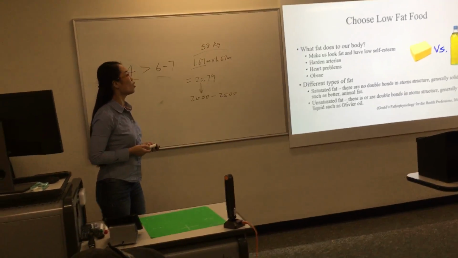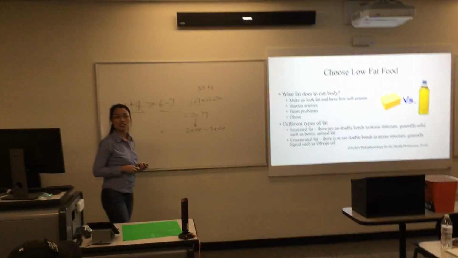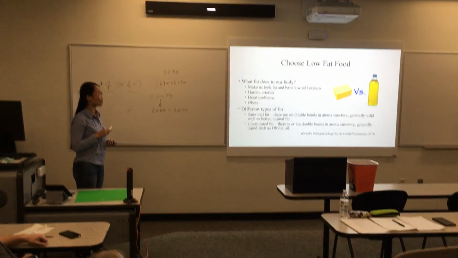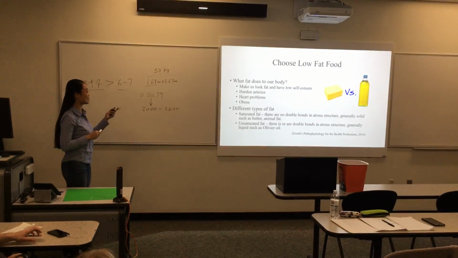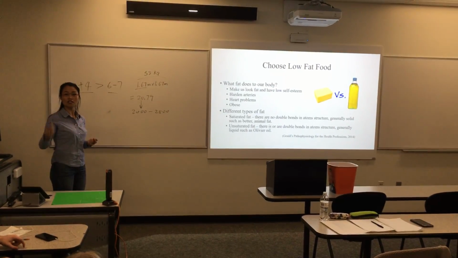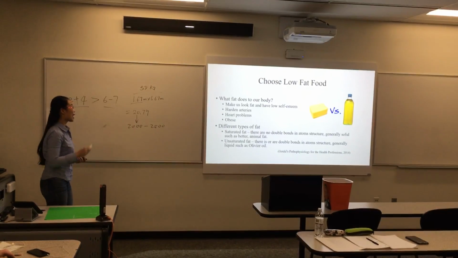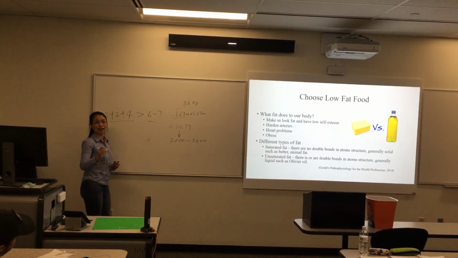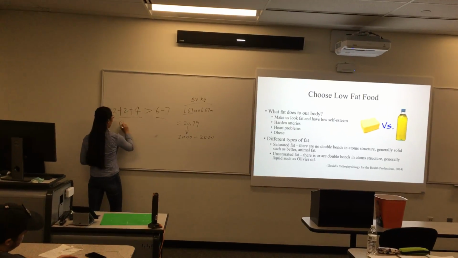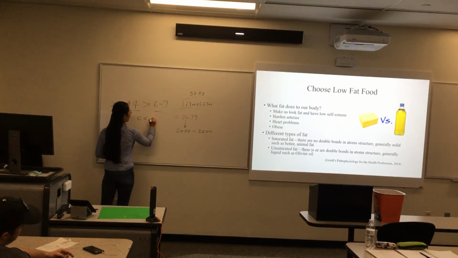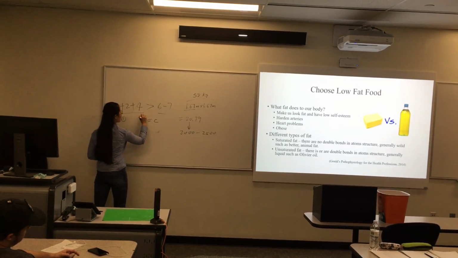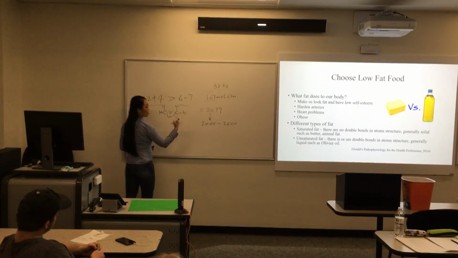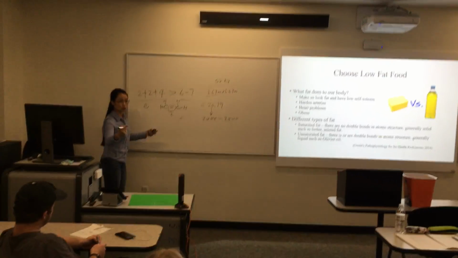And low fat. Another recommendation is low fat food. What fat does to our body is harden our arteries and cause cardiovascular problems. And we have 3 types of fat. The first is unsaturated fat. What unsaturated means is that in the carbon chain we have a double bond, and it's easy for our body to break it down and digest it.